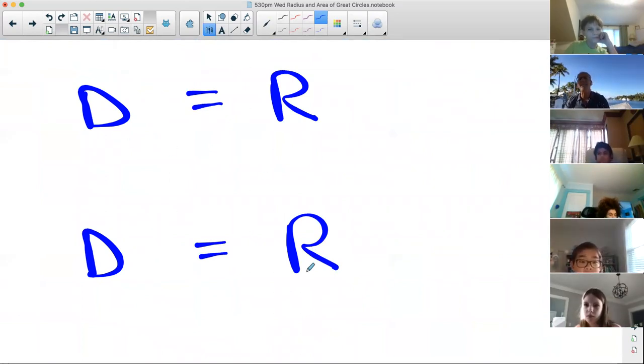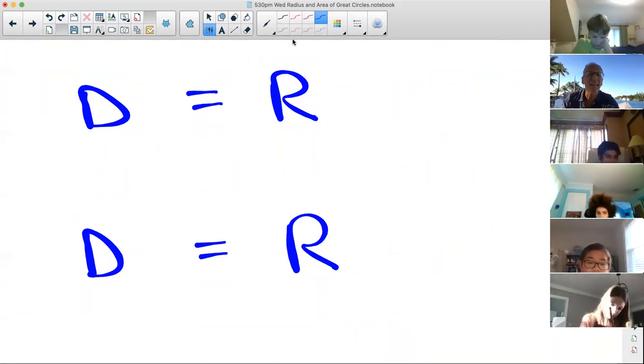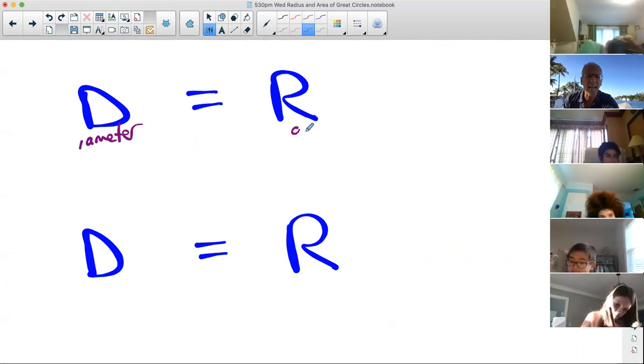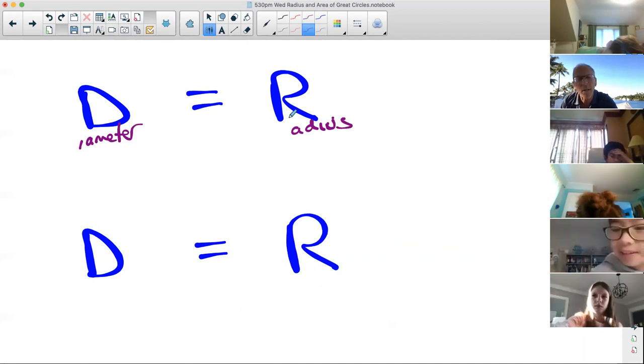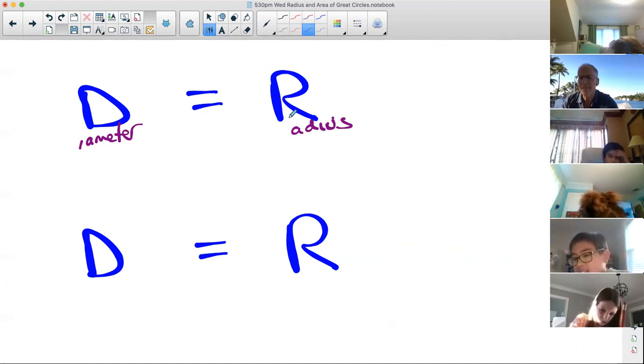Can everybody please write that down and create 2 equations that connect a diameter and a radius? One equation isolates diameter and one equation isolates radius. I like both of them very much.